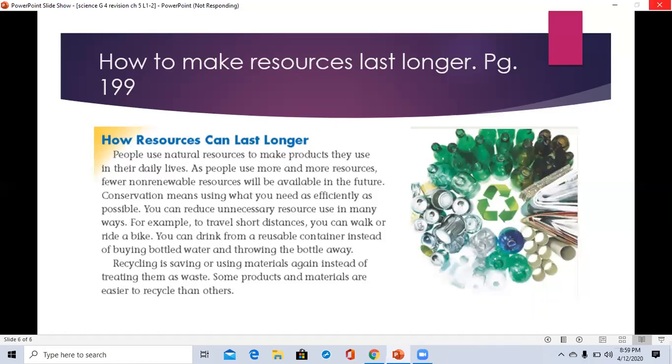Recycling is saving or using materials again instead of treating them as waste. Some products and materials are easier to recycle than others.